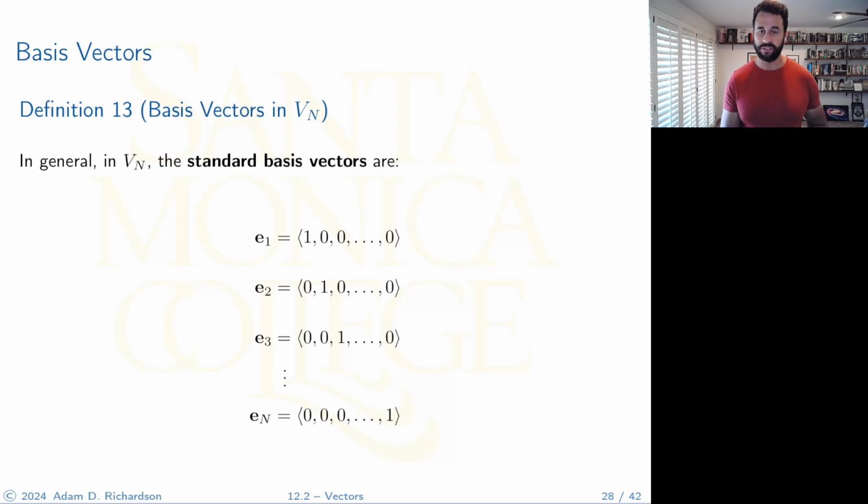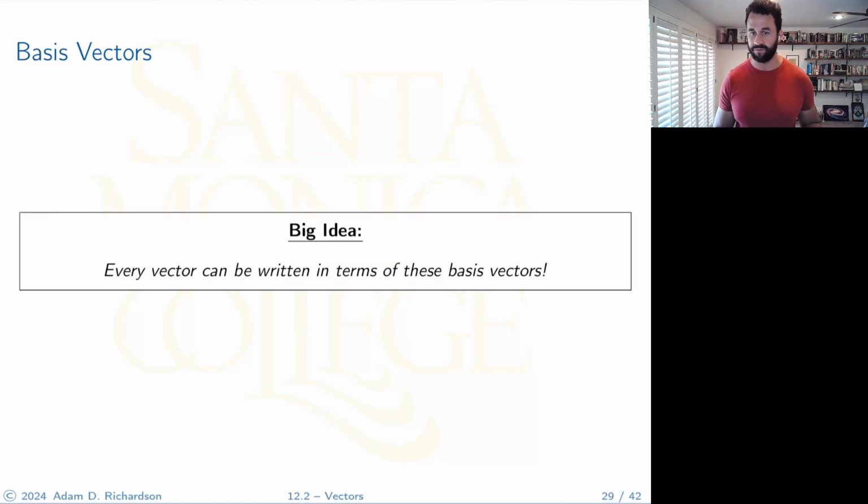There's a 1 in the first coordinate slot, a 1 in the second coordinate slot, a 1 in the third, ... 1 in the nth. And those are the standard basis vectors. So here is the big idea. This is what you want to take away from the idea of a basis vector. Every other vector you can imagine can be written in terms of these basis vectors.